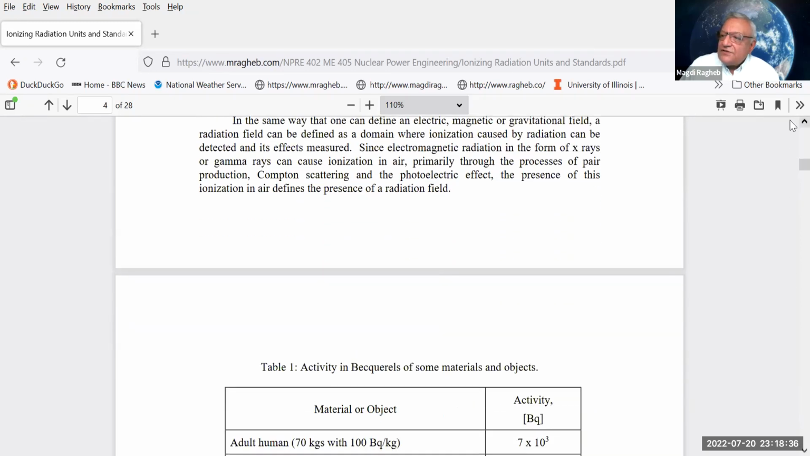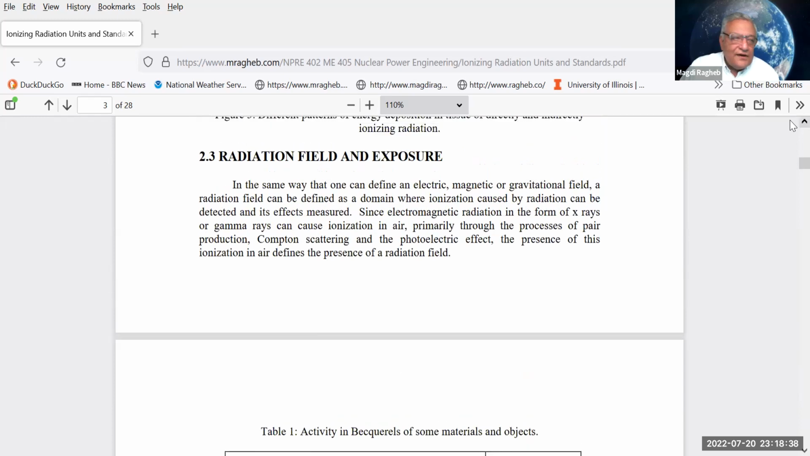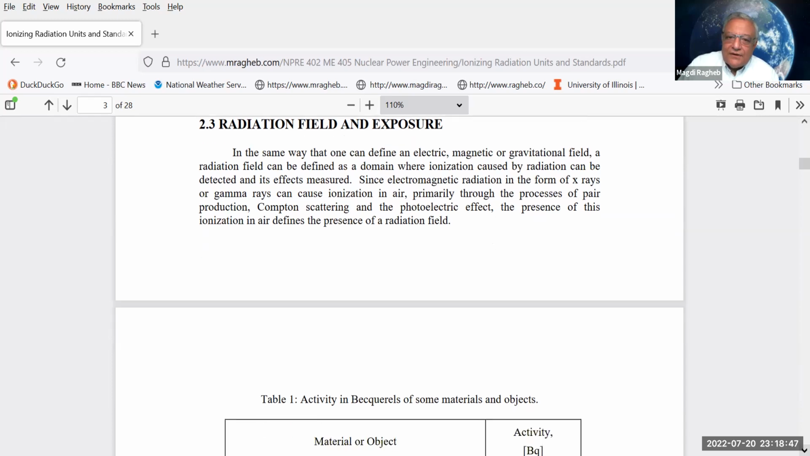Now, as radiation interacts with air, as we said, it can cause ionization. So in that case, if you are in a location where there is radiation, the air gets ionized. And in that case, we are going to define another unit that describes to us the degree of ionization. And it can be measured very easily with a gold leaf electroscope that you may have learned about.